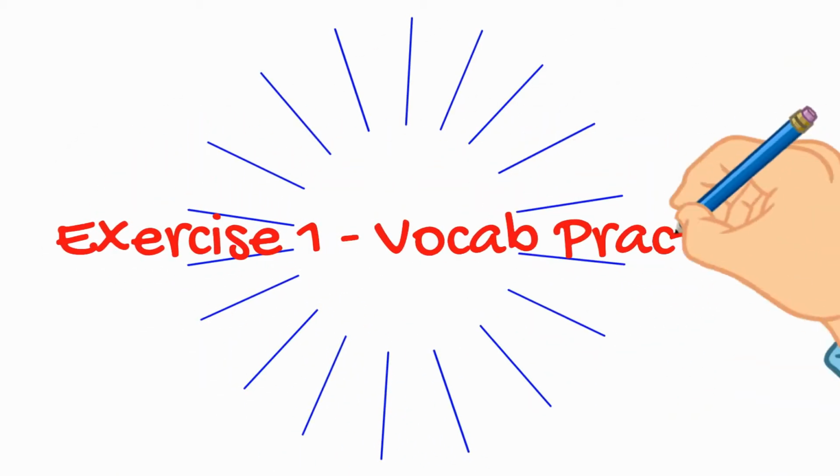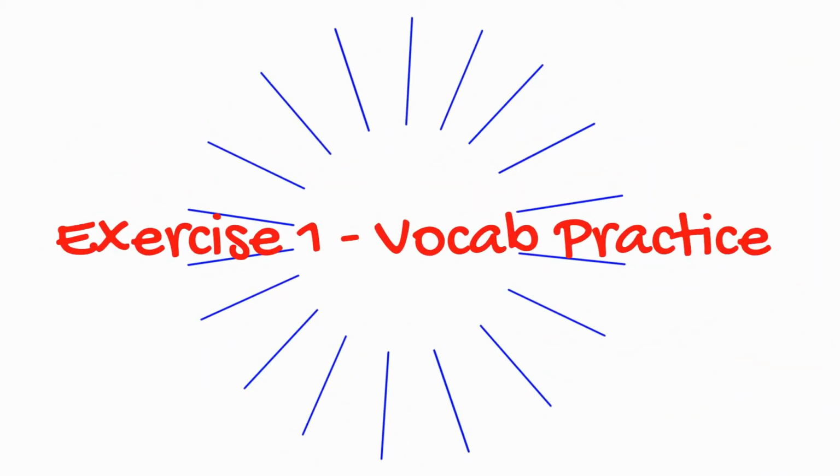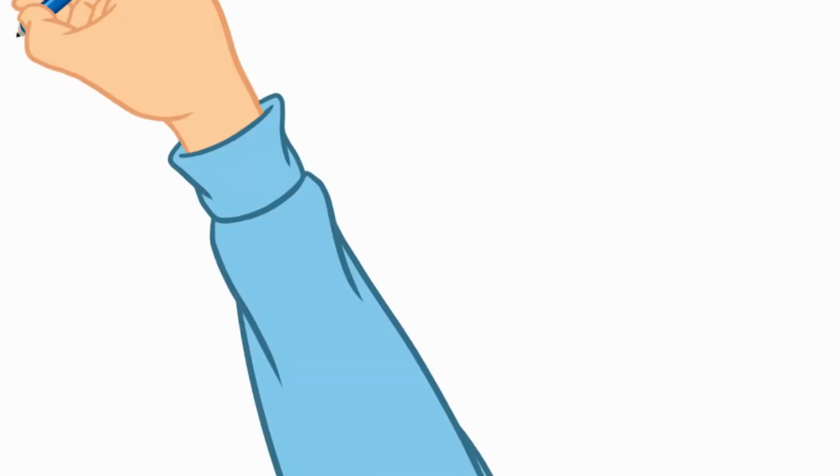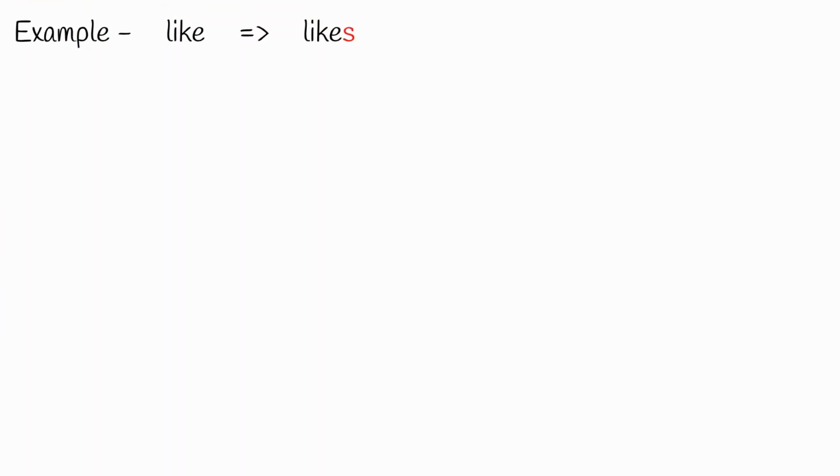For the first exercise, let's practice some vocab. In this exercise, you will see a list of regular verbs. For 20 seconds, write down how these verbs change if the subject changes. For example, like becomes likes.